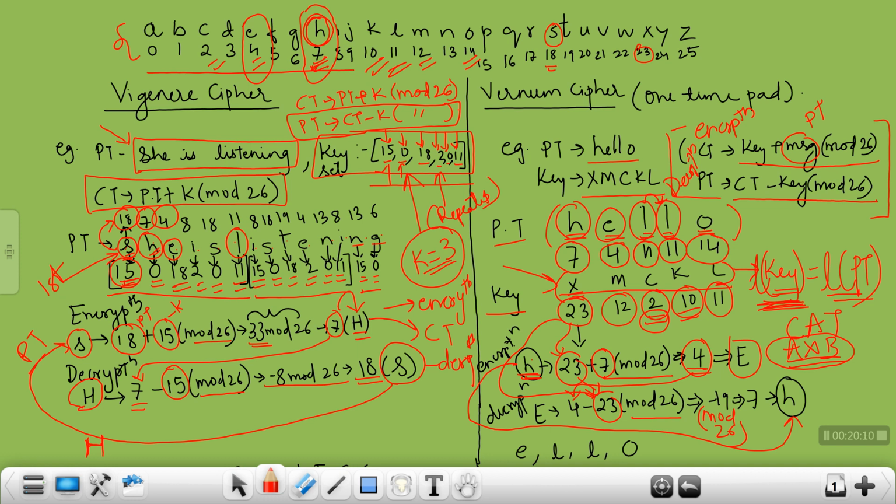That's why we solved the vigenere cipher, where there is continuation of the key. The more robust algorithm is the one-time pad, where the length of the plain text will be equal to the length of the key, and the key will be different for each plain text. So you need to solve and tell me what is the cipher text for E, L, L, O. Then verify by doing decryption whether you are getting back the plain text or not.